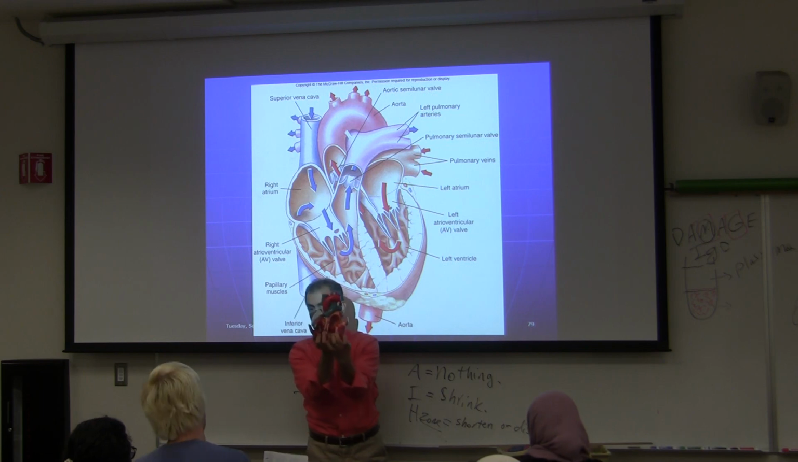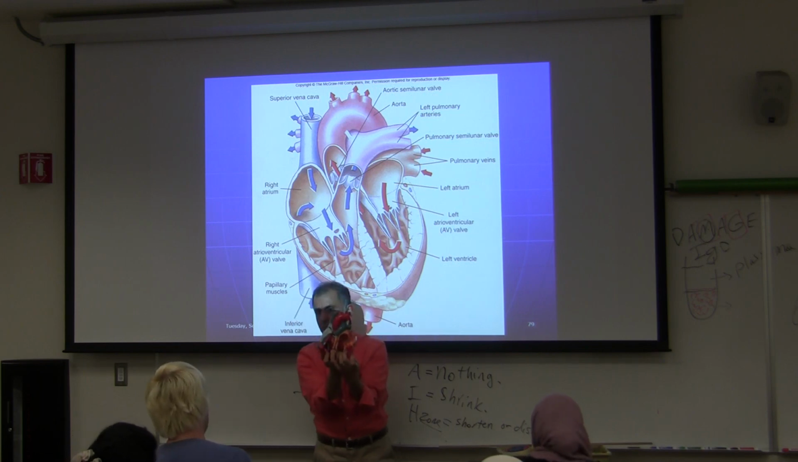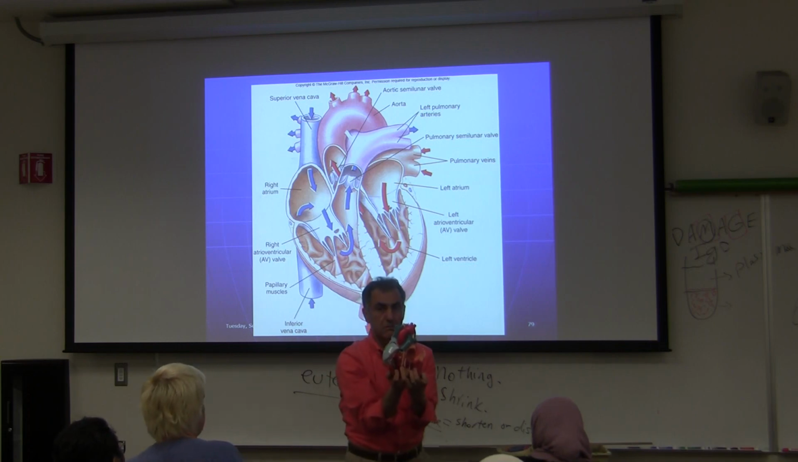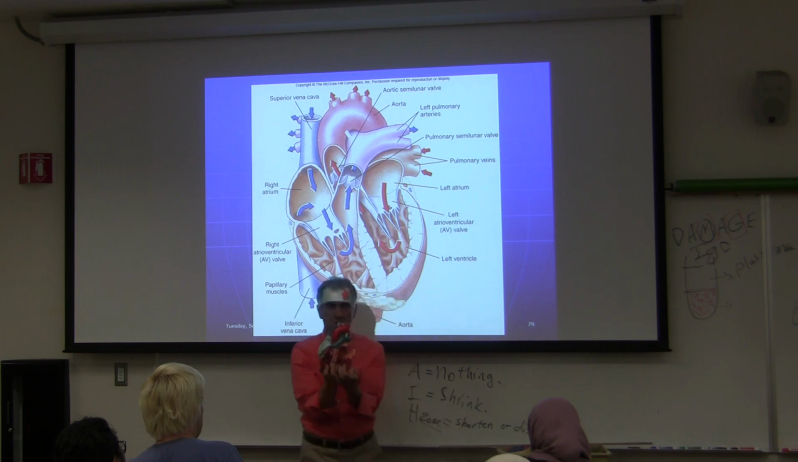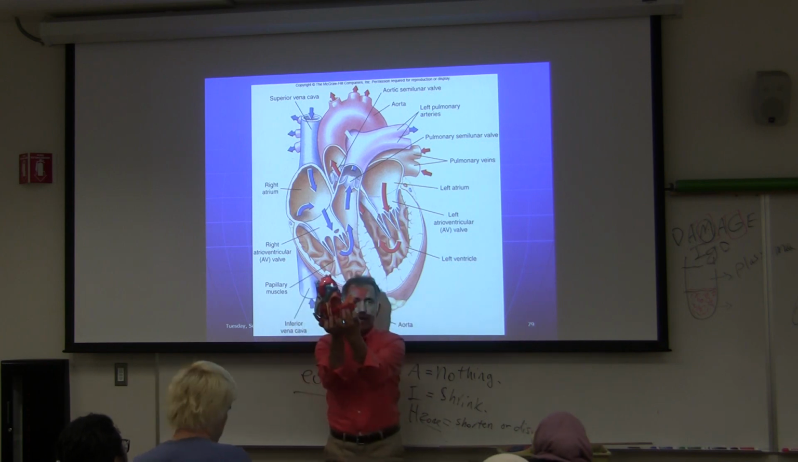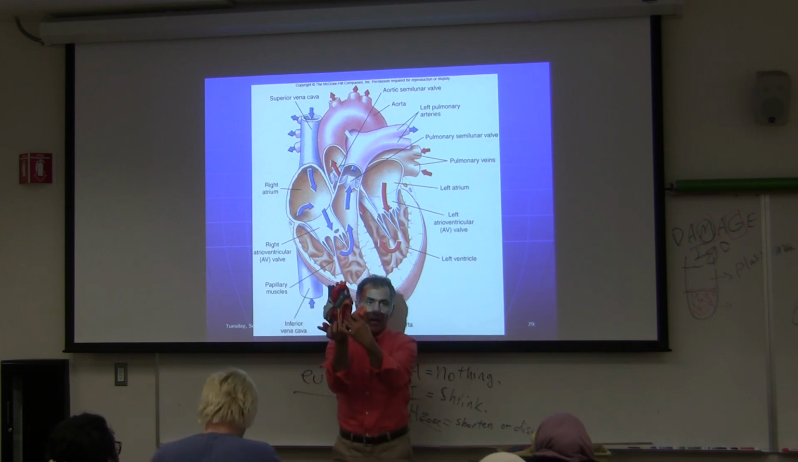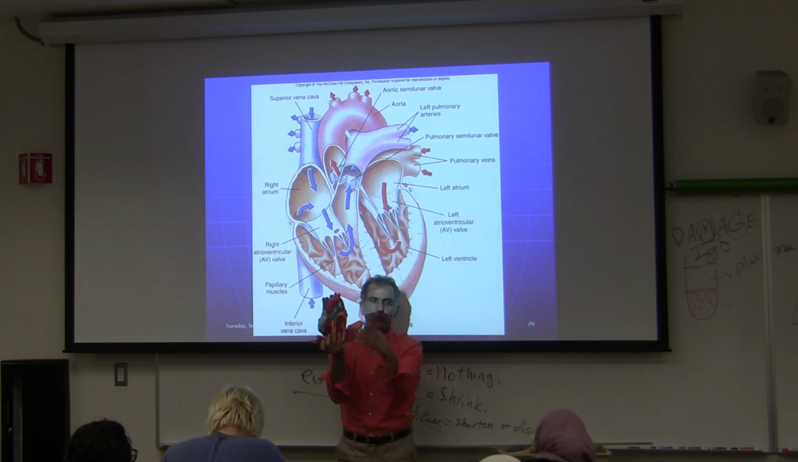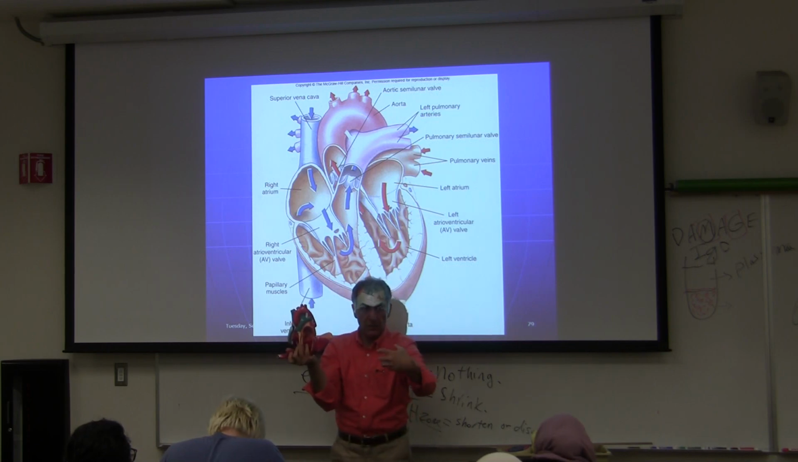Why? Ventricles are under more pressure. Pumps against like a systemic blood pressure, the whole body. Good. This chamber has to push the blood to the whole entire body, all the way to your brain and all the way to your toes. That's why it has to be very thick and muscular.